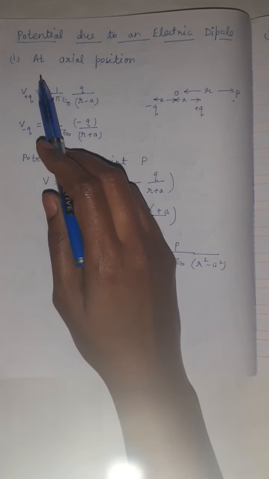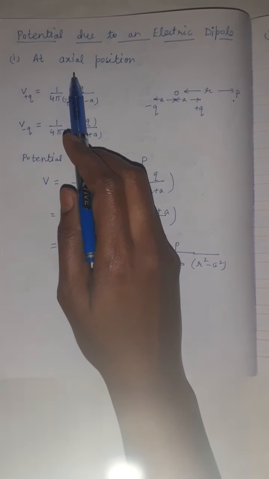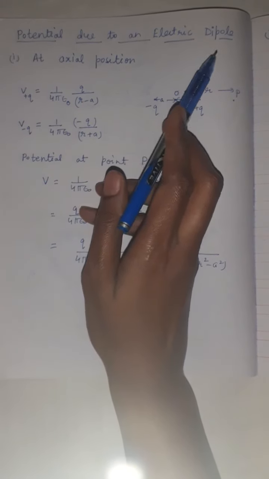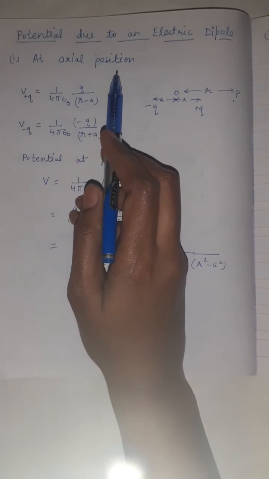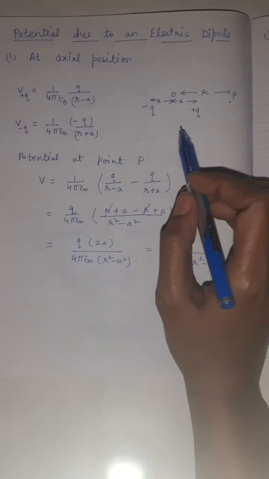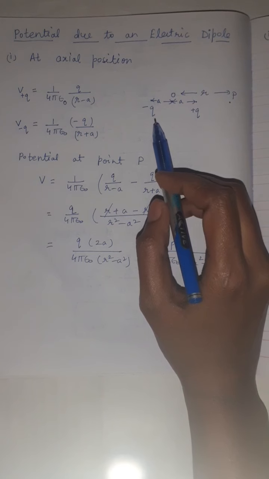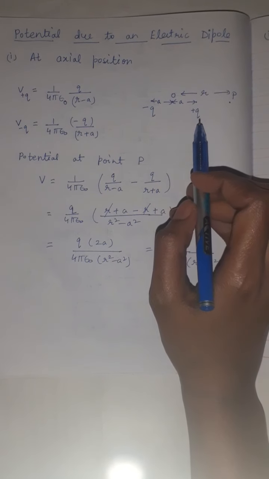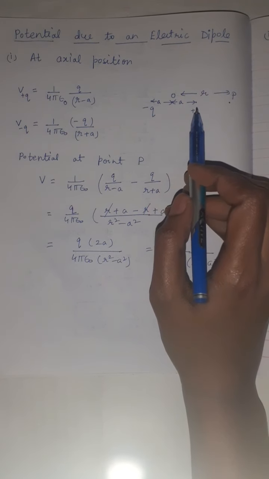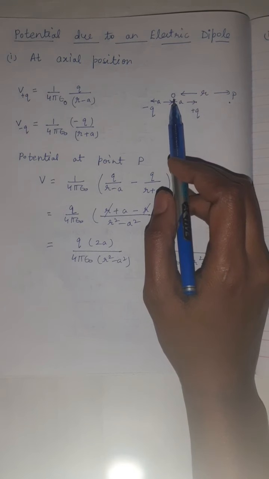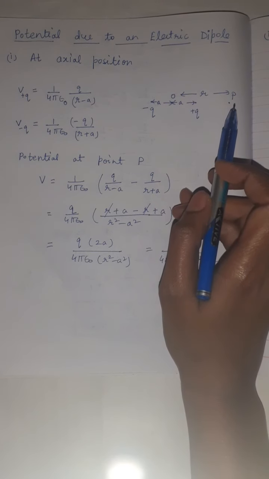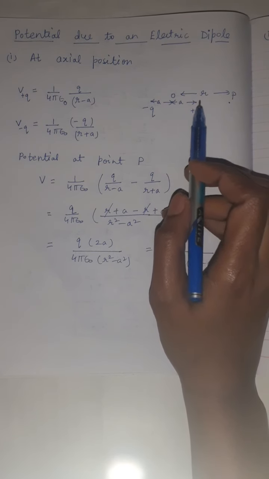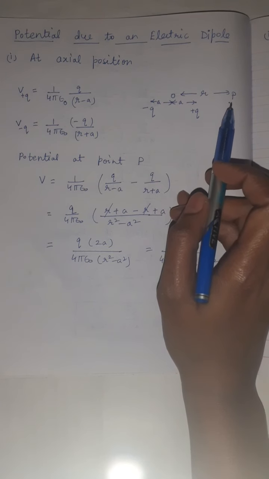So first we will calculate the electrostatic potential due to an electric dipole at the axial position. So this is the electric dipole. Charges are minus q and plus q. The distance between them is 2a. The observation point is at a distance r from the center. So we want to calculate the potential at P.